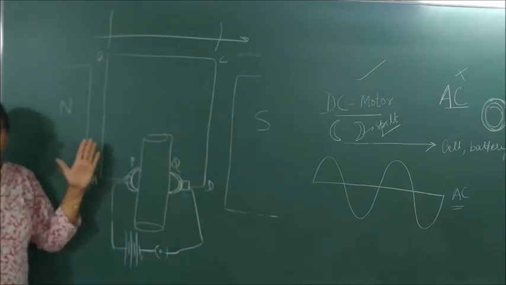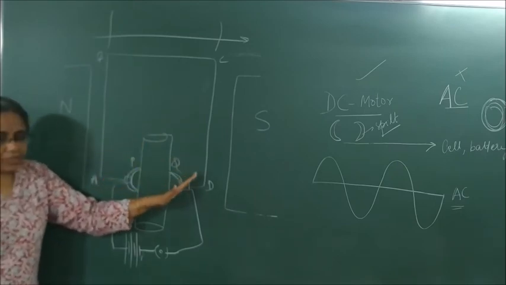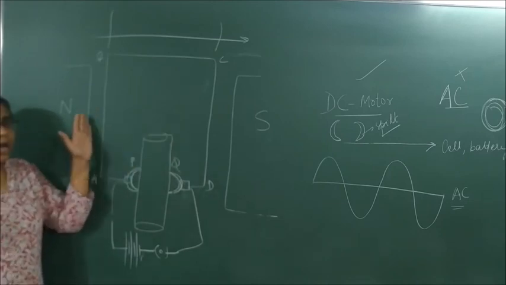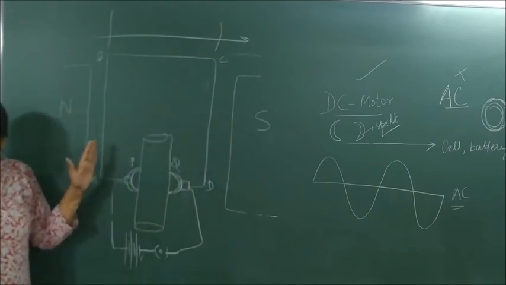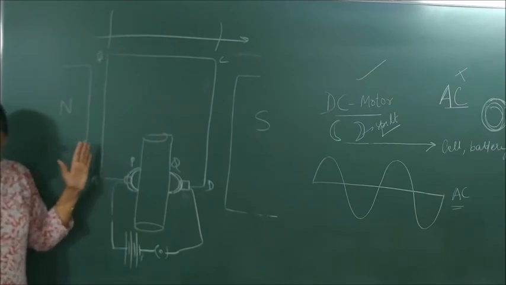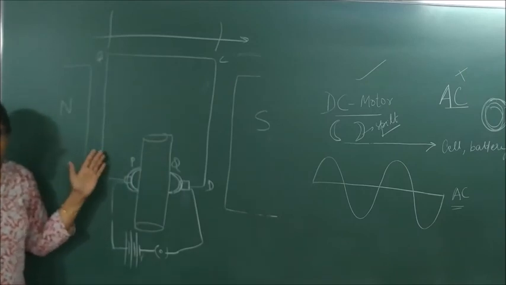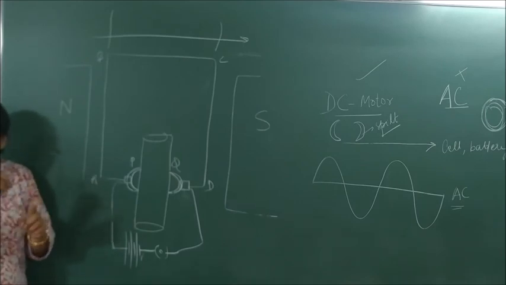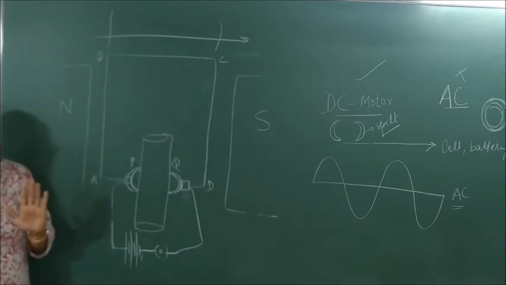It should stop after half rotation, but as the arms have picked up momentum, now the arm CD comes in contact with the split ring P and the arm AB comes in contact with the split ring Q. The current in both the arms is reversed and hence the arm AB goes up and CD goes down, and thus the coil rotates continuously in an anti-clockwise direction, resulting in conversion of electrical energy into mechanical energy.